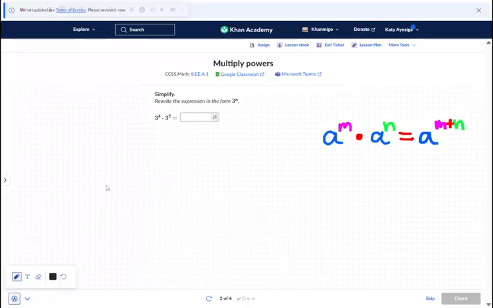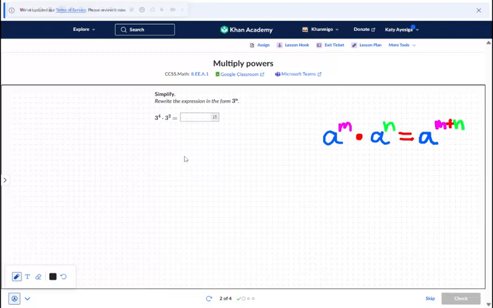All right, let's try another one. Let's see what's happening here. So we want to rewrite the expression in the form 3 to the power of n. So this is what we were doing in class from our lesson. So we're familiar with this, right? That's just using the formula, the basic way. So 3 to the power of 4 times 3 to the power of 2 is going to be 3 to the power of whatever 4 plus 2 is, right? So 3 to the power of 6.